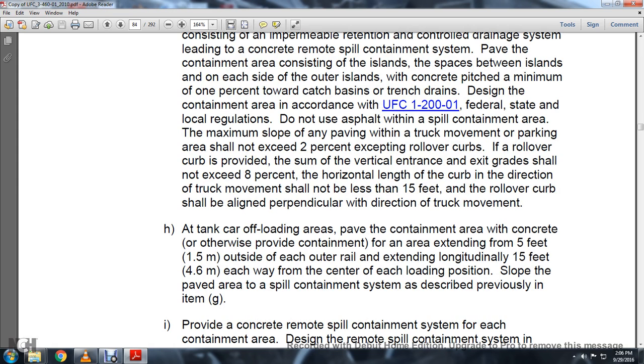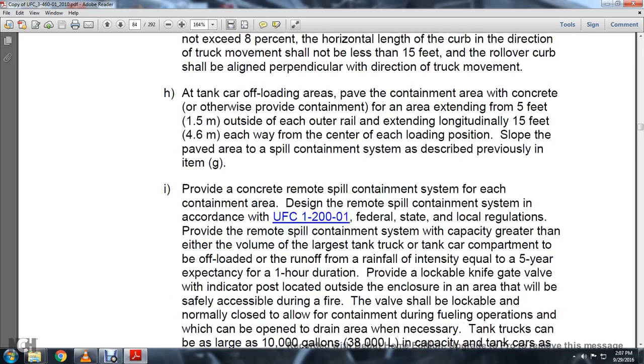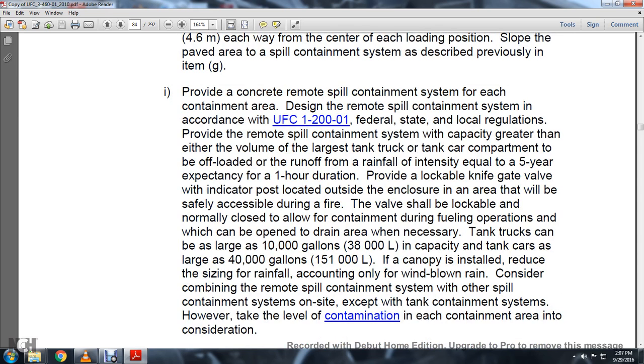At the tank car loading area, the pavement containment should be concrete, otherwise provided with containment extending 5 feet outside of the outer rail of each railroad, extending a longitude of 50 feet, 15 feet each way from the center of the loading position, sloped to the spill contamination system as described previously in item G. Alright, provide a concrete remote spill containment system for each of the contamination areas.